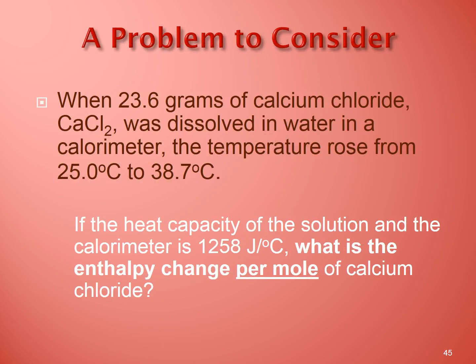All right, so if 23.6 grams of calcium chloride was dissolved in water in a calorimeter, the temperature rose from 25 degrees to 38.7 degrees. If the heat capacity of the solution in the calorimeter, so kind of the whole thing together, is 1,258 joules per degree Celsius, what is the enthalpy change per mole of calcium chloride? First of all, since it's the heat capacity, joules divided by Celsius, we just have to multiply by the change in temperature to get the total heat of the reaction.